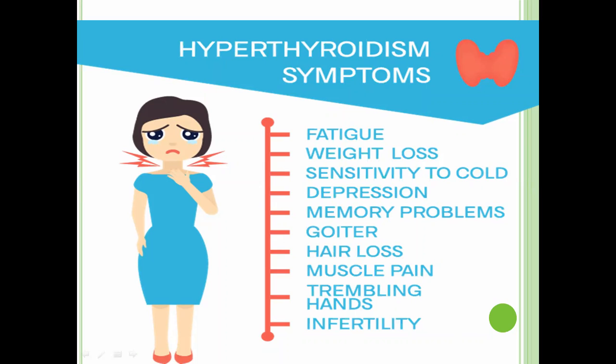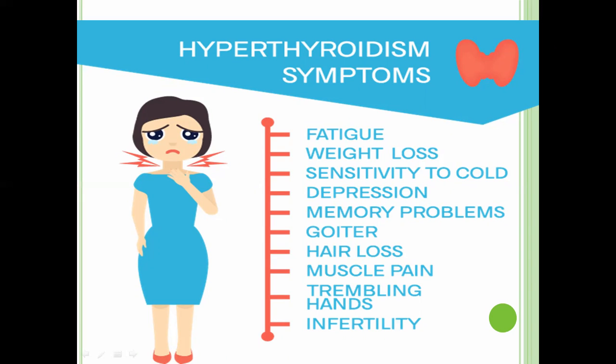Fatigue, weight loss, sensitivity to cold, which means the individual is sensitive to cold. Then depression, memory problems, goiter, hair loss, muscle pain, trembling hands, and infertility. These are the symptoms observed when an individual suffers from a disorder like hyperthyroidism. So goiter is an enlargement of the thyroid gland.